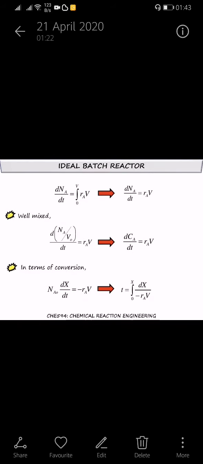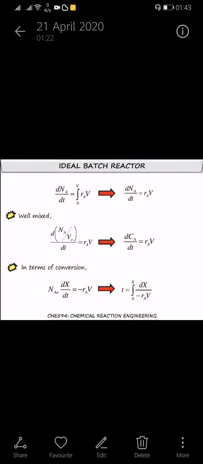The next slide actually shows it step by step.